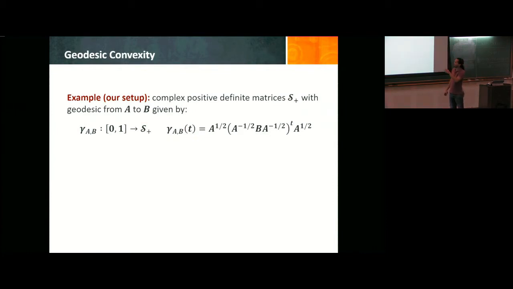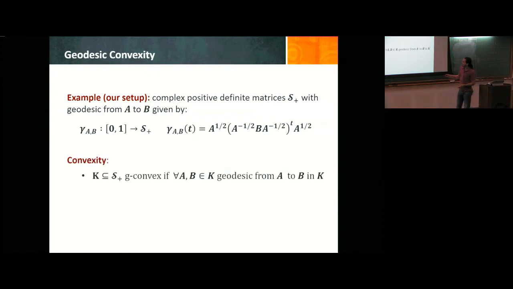So all symmetric, like all Hermitian matrices, with positive eigenvalues, okay? And what are the geodesics here? Well, the geodesic between two matrices, A and B, is given by this ugly expression here. All you need to know is that when t is 0, I'm at A, and as I move along t, when t is equal to 1, I get to B. Okay, so just trust me on this.